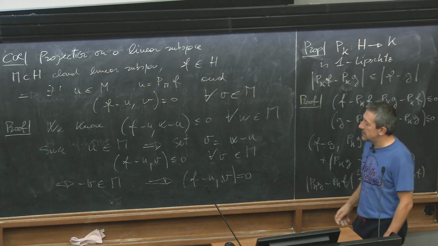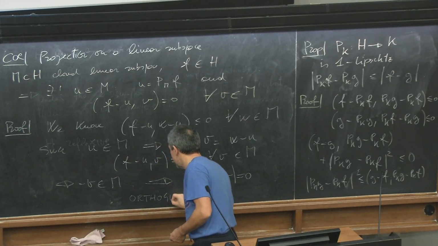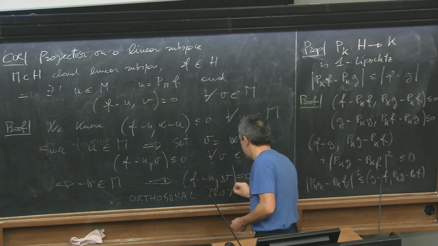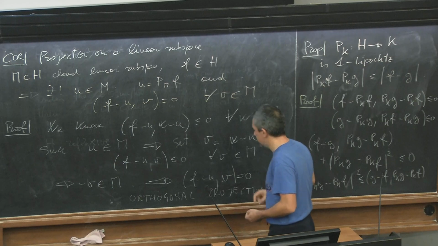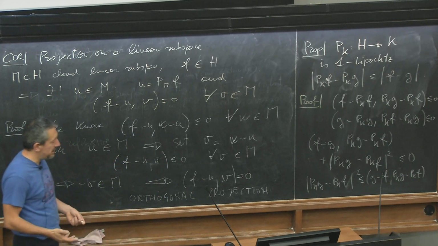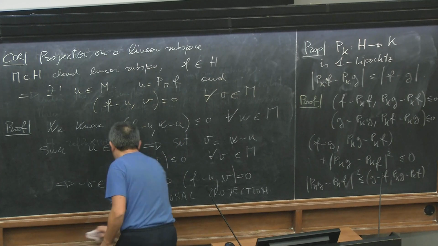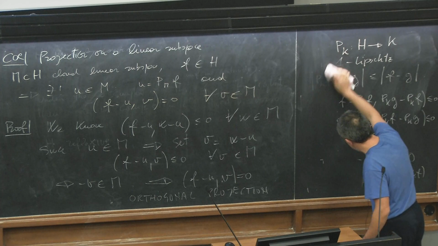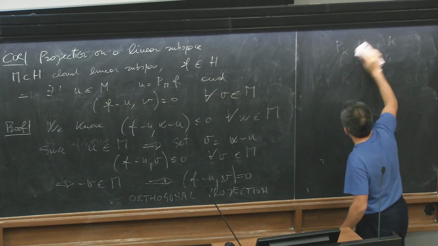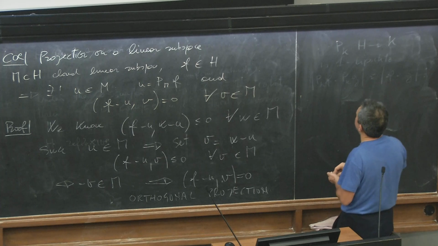And now you see that this is really the orthogonal projection. So we discover that there exists an orthogonal projection on linear subspaces, and in particular, let me comment on this fact, because in Banach space it's false. Actually, it is true if and only if the space is Hilbert. I know this fact, I never looked at the proof, however.